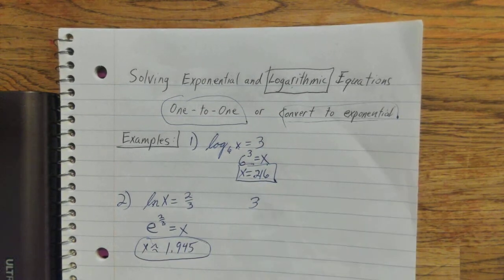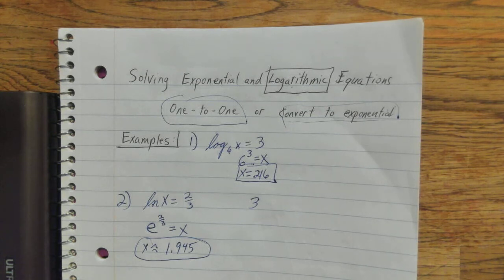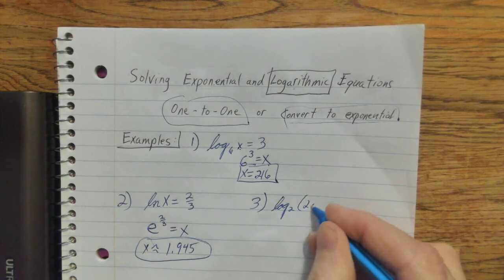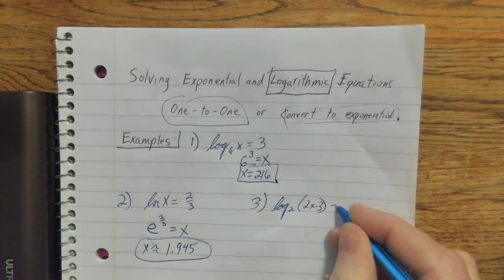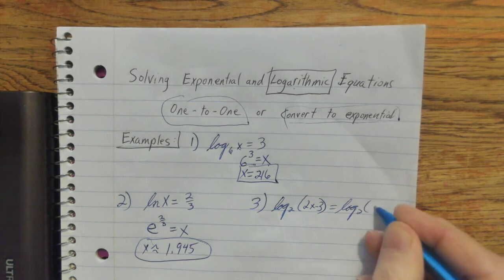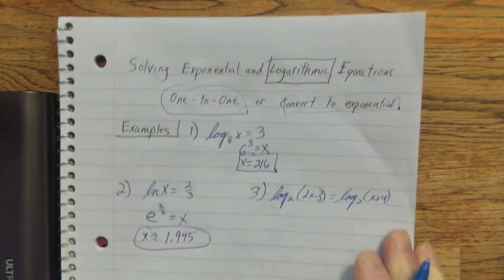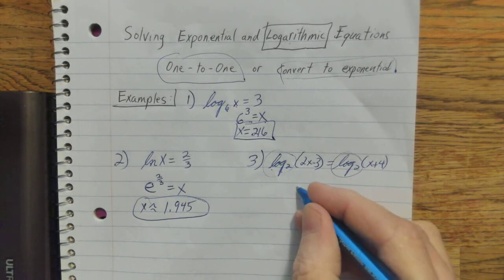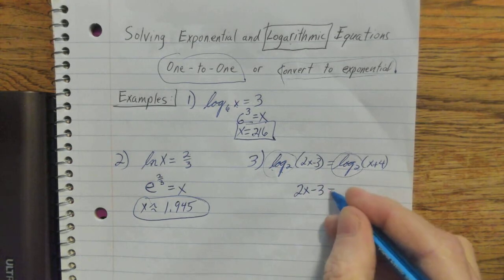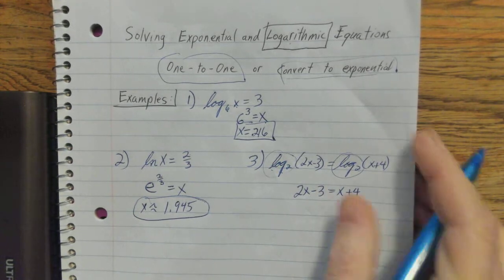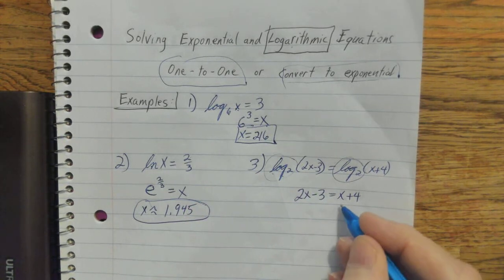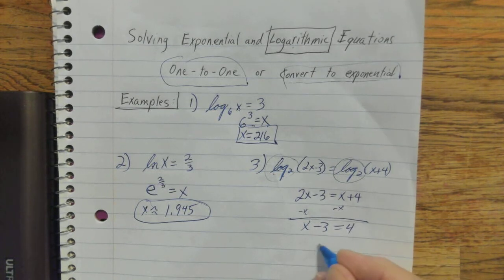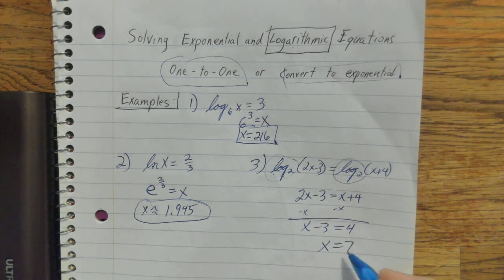Now, third example. Let me take log base 2 of 2x minus 3 equals log base 2 of x plus 4. Now, I'm not going to change this to an exponential. This is a one-to-one correspondence. These operations are the same. So I'm going to take those out and say 2x minus 3 equals x plus 4. So let's subtract x. I got x minus 3 equals 4, and I'll add 3 and get x is 7.